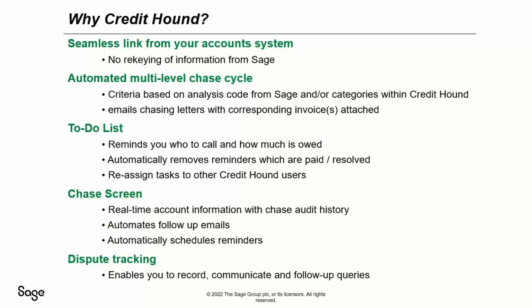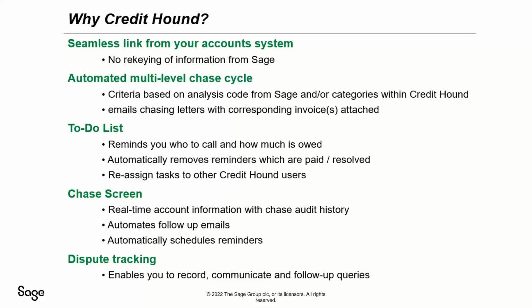So why Credit Hound and what does it do? Credit Hound links seamlessly to Sage, so you don't have to duplicate or rekey any information whatsoever. We've got an automated multi-level chase cycle, which can pull through criteria based on analysis codes or custom fields within Sage, and then you can create categories within Credit Hound to ensure all of your customers are chased in the correct way. You know, it's not a one size fits all when it comes to chasing.